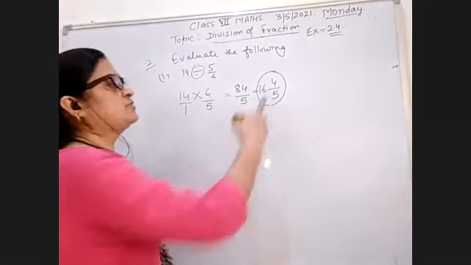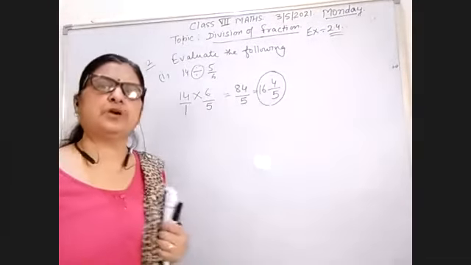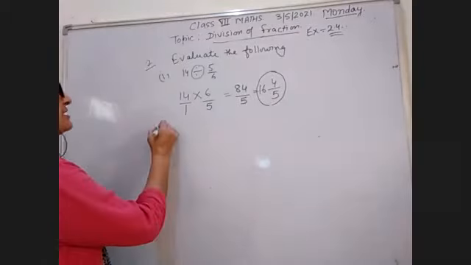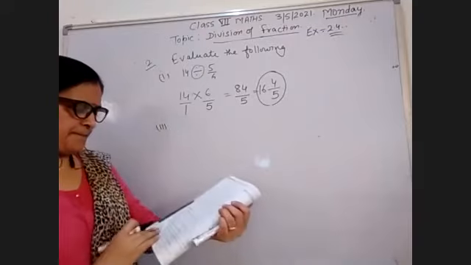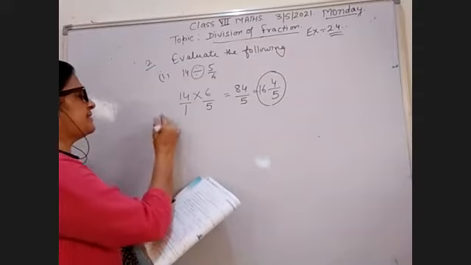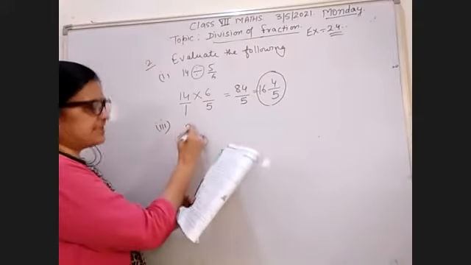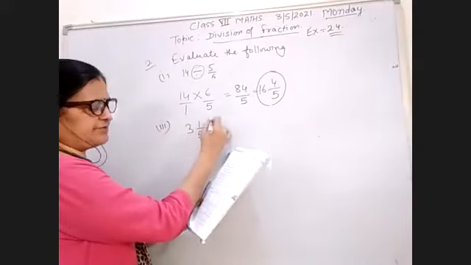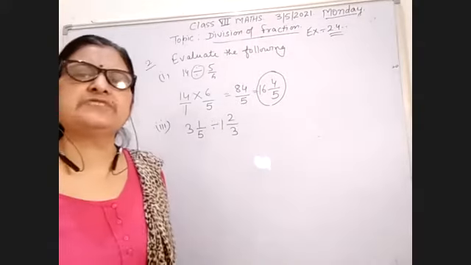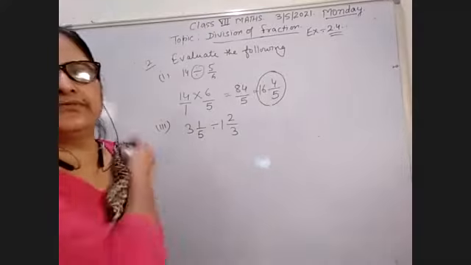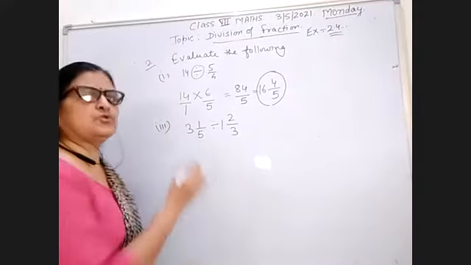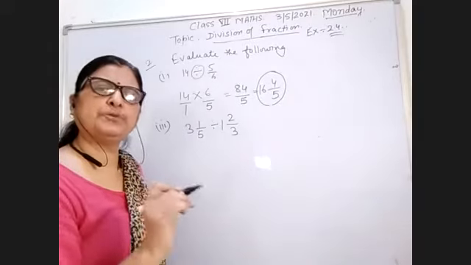Now you have to change it into a mixed fraction. Now your second question, do it yourself. Third I am doing 3 1/5 divided by 1 2/3. When both mixed fractions are given in the question, first you have to change them into improper fractions.